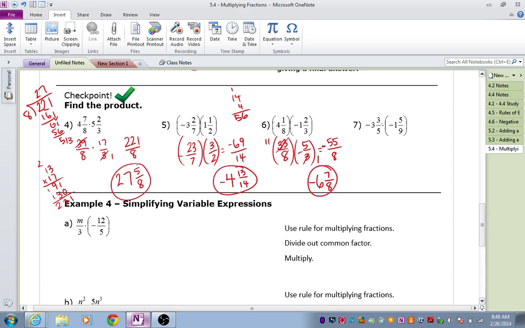And the last one on this checkpoint, this would be 18 over 5. Oops, and it's negative. This would be 14 over 9, and it's negative. Okay, let's see. 3, oh no, even 9. 9 goes into 9 once. 9 goes into 18 twice. That's all we can simplify. So 2 times 14 is 28. 5 times 1 is 5. And a negative times a negative is a positive, so I don't even have to worry about those negatives anymore. So it's 28 over 5, which would be 5 3/5.